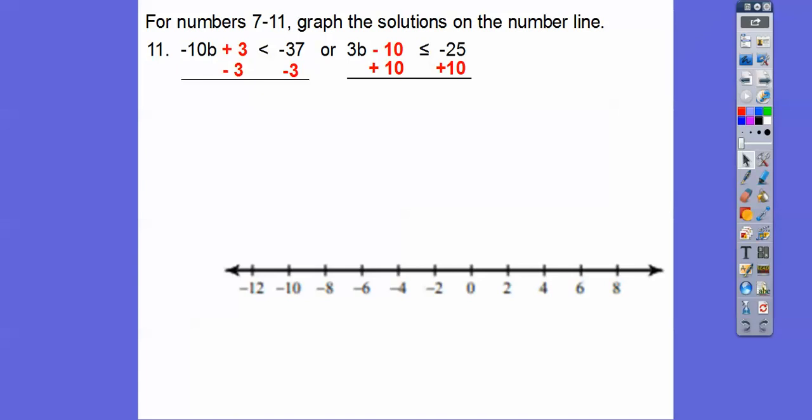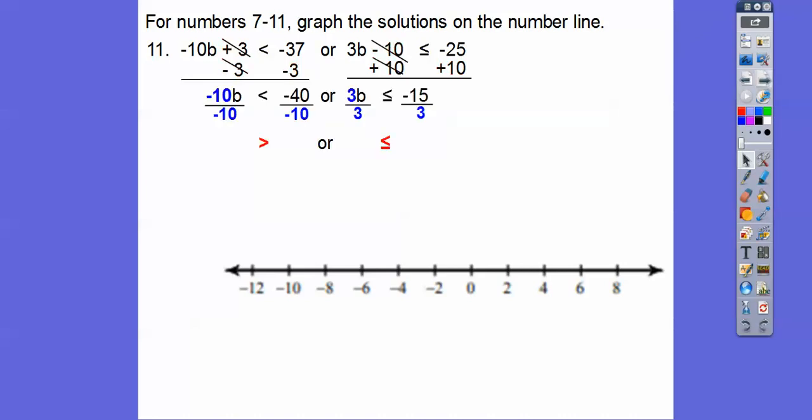Now when we're adding and subtracting negatives, you guys, negative 37 minus 3 is negative 40. These guys will cancel. Negative 25 plus 10 is negative 15. Okay, so just be careful on that. And then divide, and we get that.